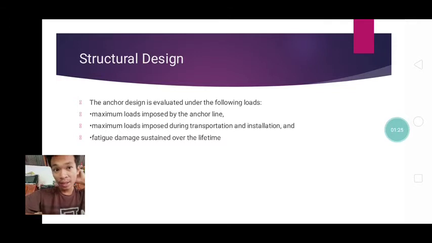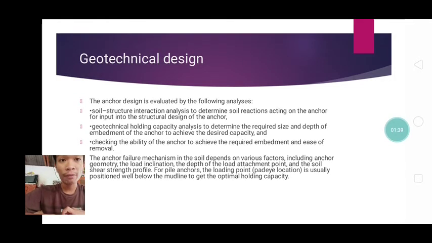Structural design: the anchor design is evaluated under the following loads. First, maximum loads imposed by the anchor line. Second, maximum loads imposed during the transportation and installation. And third, fatigue damage sustained over the lifetime.